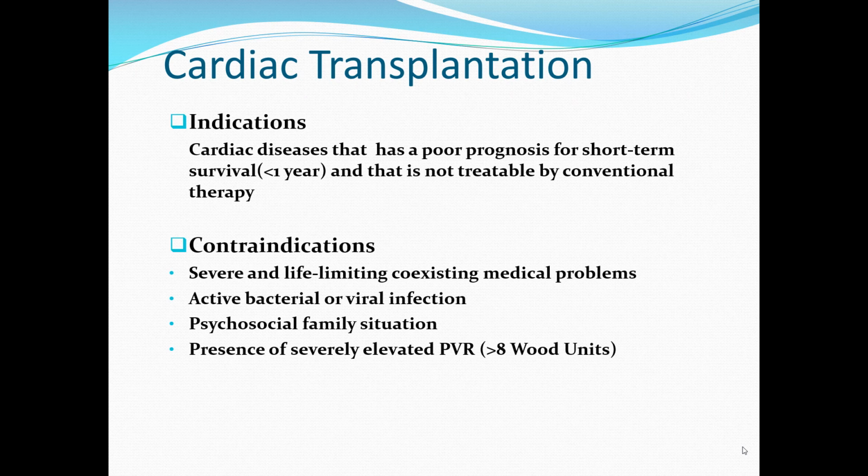Cardiac transplantation for congenital heart disease: cardiac diseases that have a poor prognosis for short-term survival, less than 1 year, and are not treatable by conventional therapy, are candidates for cardiac transplantation. Contraindications include severe and life-limiting coexisting medical problems, active bacterial or viral infection, psychosocial family situation, and presence of severely elevated pulmonary vascular resistance of more than 8 Wood units. In this case, those patients need both lung and heart transplantation.